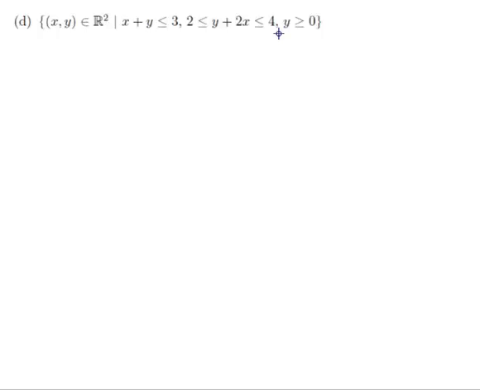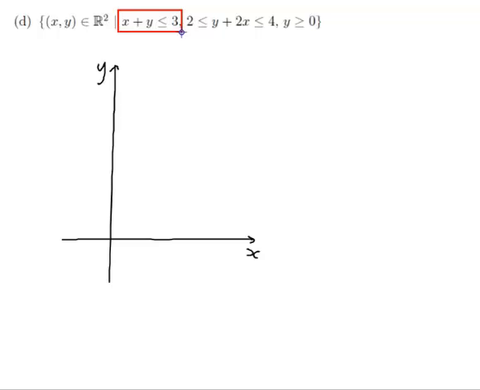So there's my y-axis, there's my x-axis. And let's do the first line. x plus y is less than or equal to 3. That's this line again. So we want x plus y to be less than or equal to 3, so let's check the origin. 0 plus 0 is less than or equal to 3, so we want the bit below that line, so we'll cross out the bit above the line.